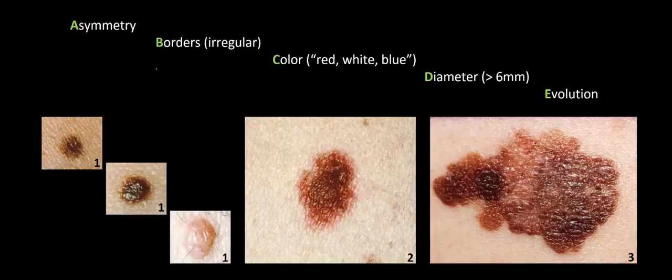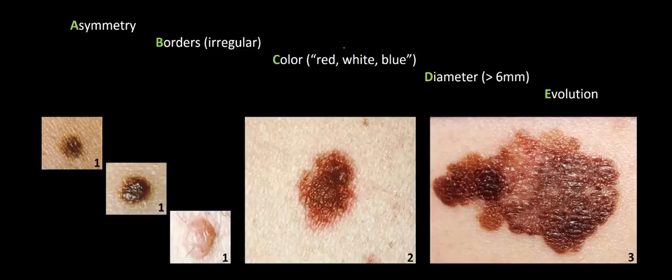And as you can see, each letter stands for a different characteristic, and each of these characteristics are essentially red flags that clue us into a potentially malignant process that might be going on in a pigmented lesion. Now, of course, one of the caveats to using such a simple framework like this is that not all dysplastic nevi or melanoma are going to have A, B, C, D, or E characteristics.